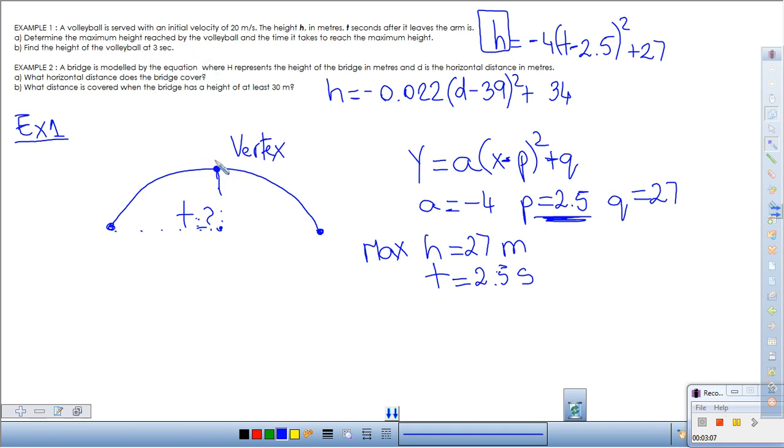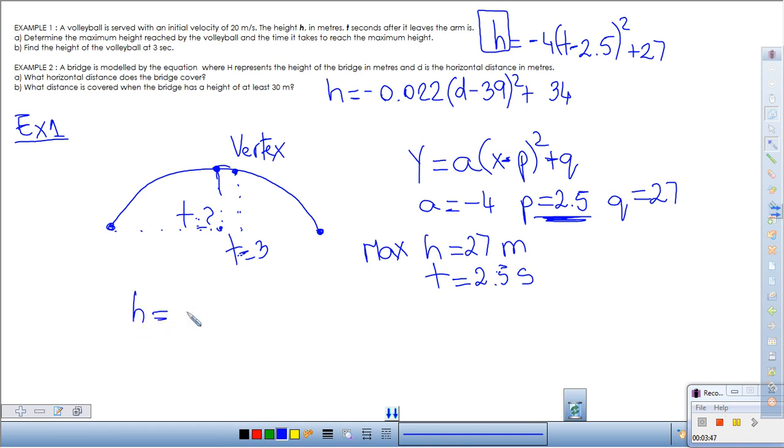The second question is asking you to find the height of the volleyball at 3 seconds. Before we even start, let's figure out where that 3 seconds is going to happen, before the vertex or after the vertex. Well, if it takes 2.5 seconds to reach the vertex, I'm going to pass the vertex by half more second, and that height is going to be somewhere here, right? At t equals 3 seconds. So whatever height I'm going to get for the time being 3 seconds should be less than the maximum height of 27 meters. And the way we find it is we're going to substitute time with 3 seconds.